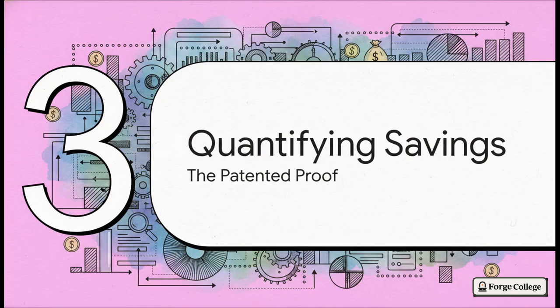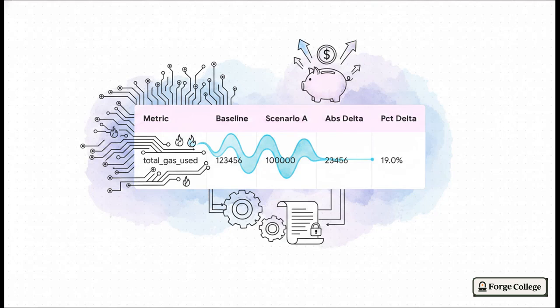All right, Section 3, Quantifying your gas savings. Let's get to the patented proof. This is honestly the most exciting part of the blueprint. We're crunching the numbers to reveal the exact hard math savings our optimizations actually generate. This side-by-side comparison you're looking at is the absolute MVP of your capstone report.